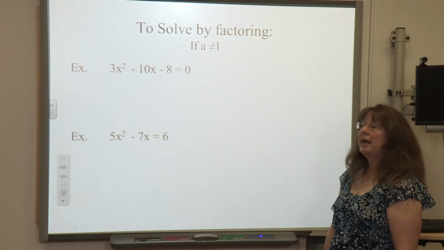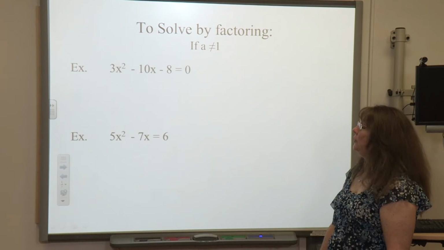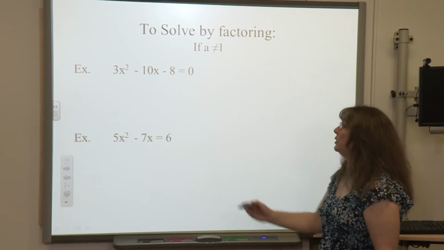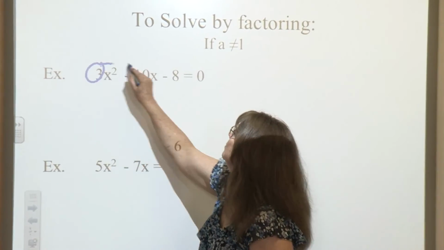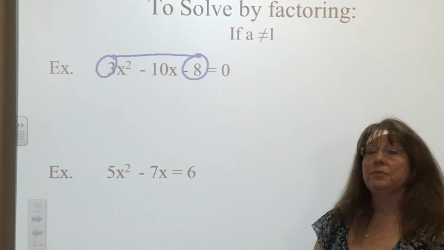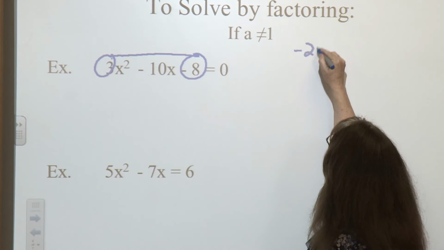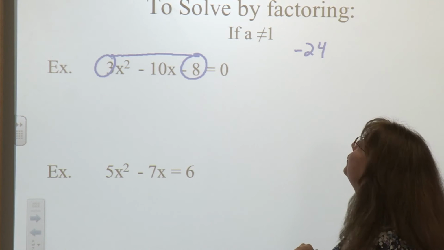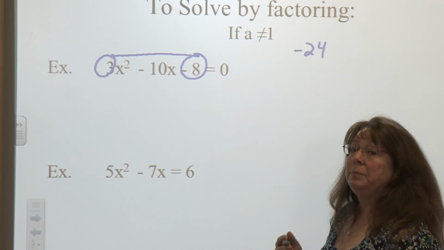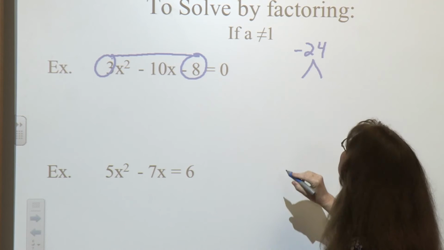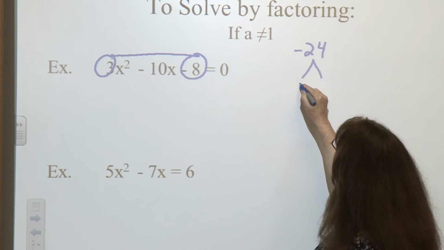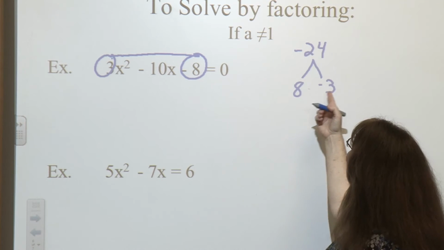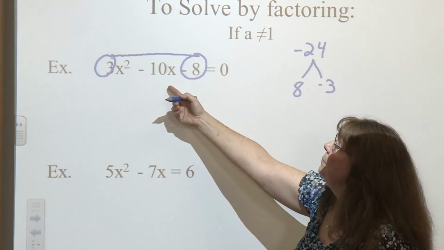Here's two others that we can look at that also have the a value not equal to 1. Now remember, when you want to go to factor these, you want to start by multiplying the a term and the c term. I have 3 times negative 8, negative 24. I want to list all my factors of negative 24. Remember, one will be positive and one will be negative. We had 8 and 3 last time, so let's try those again. If I add 8 and negative 3, I'm not going to get negative 10.